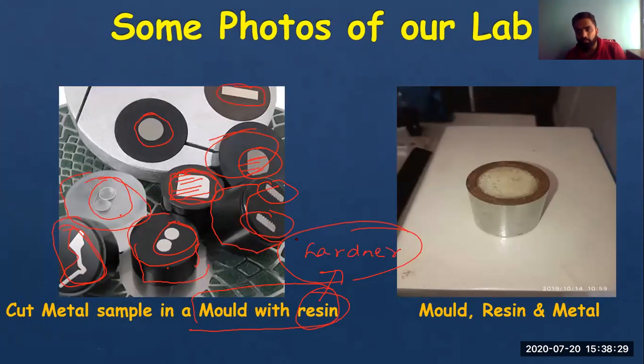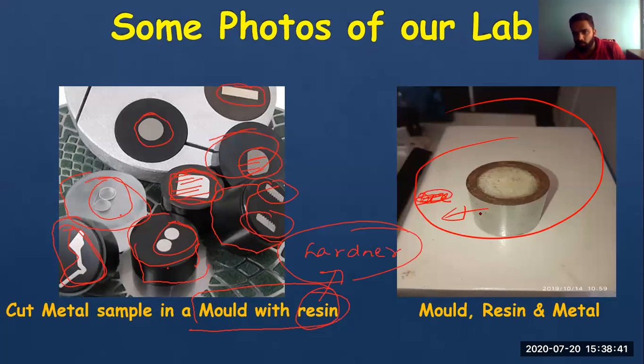You can see this is the mold prepared by our student. This was the die, or you can say this was your mold. This inner part, you can see this white part, is similar to this black part. This is resin with a hardener. You can prepare this. This was prepared last year by the last year batch in our lab only.